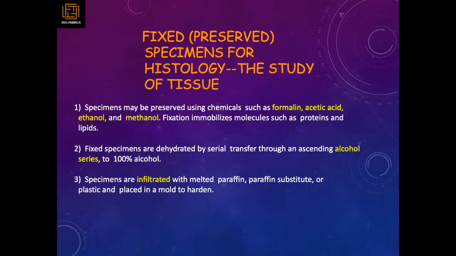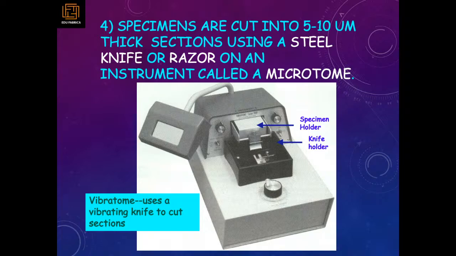Then in the fourth step, after infiltrating our sample into the paraffin mold, it's time to cut it into thin sections using a steel knife or razor on an instrument called a microtome. So this is the microtome, which cuts sections of your specimens automatically.